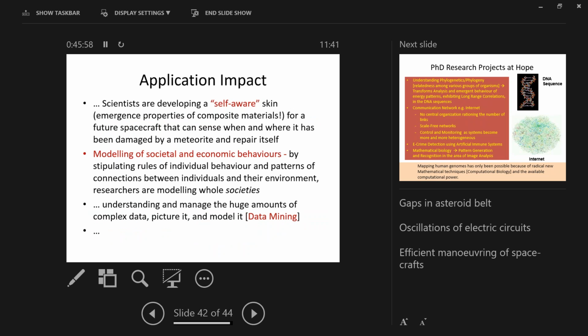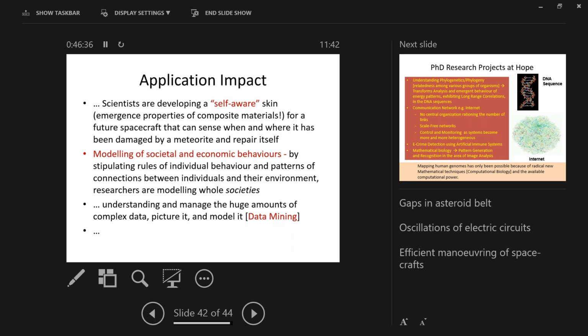And I've given some open-ended examples here which could have big impact. Scientists are working on developing self-aware skin using emergent properties of composite materials for a future spacecraft that can sense when and where it has been damaged by a meteorite, for example, and repair itself. Modeling of societal and economic behavior. I've done some work with Professor Arumugam at Krishnankoil University in South India on modeling some of the social behavior using some of these techniques.